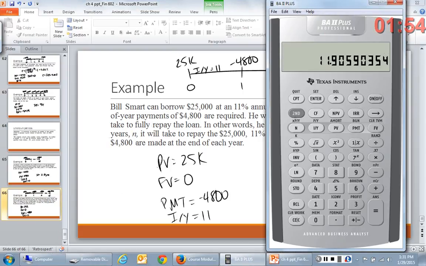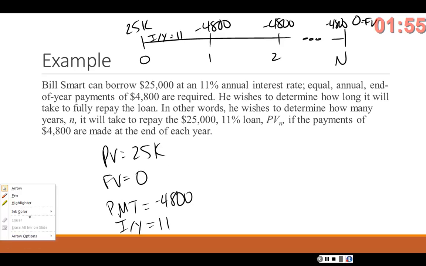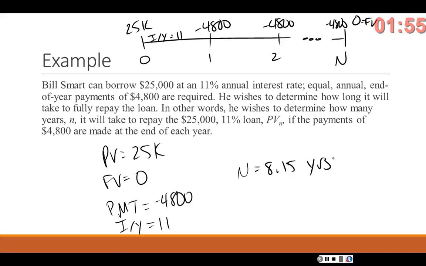So clear your time value of money. $25,000 for the present value. Future value is 0. Payment is a negative $4,800. The interest rate is 11. So compute N, and you get 8.15 years. So that's it for this chapter.